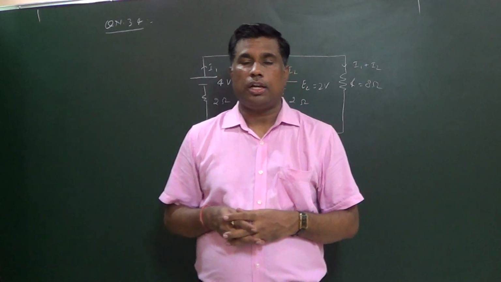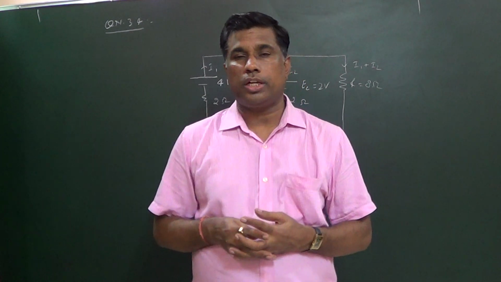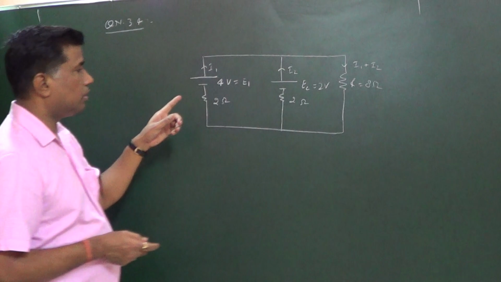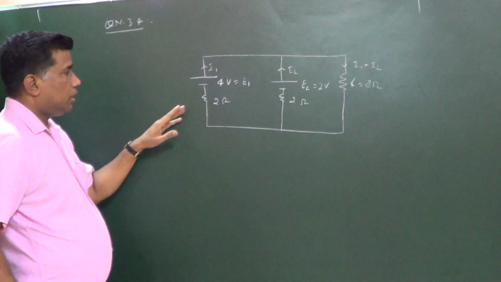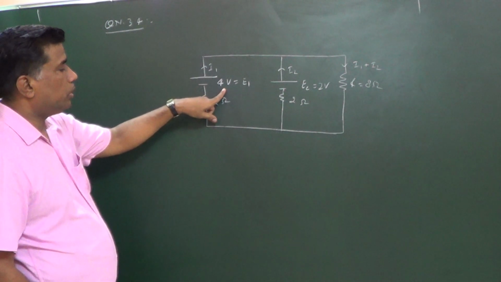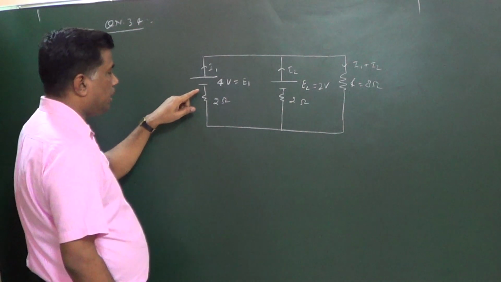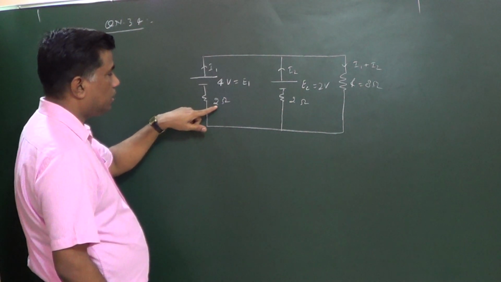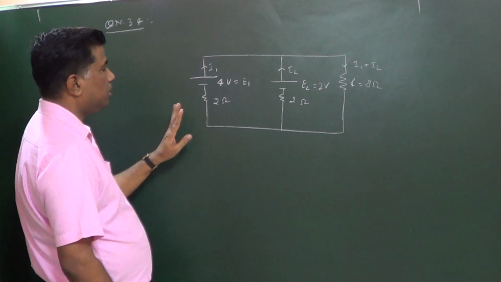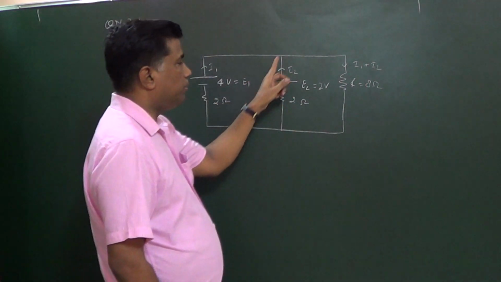Hello students, in continuation of the chapter DC circuit element, now we are going to solve one more problem based on Kirchhoff's law. The problem is written on the board. In this circuit, there are two cells having EMF 4 volt and 2 volt. Take an internal resistance of these cells as 2 ohm and 2 ohm each. We have to find current in each arm of this circuit.